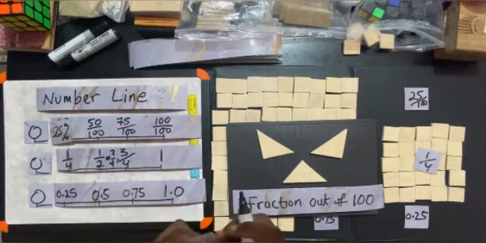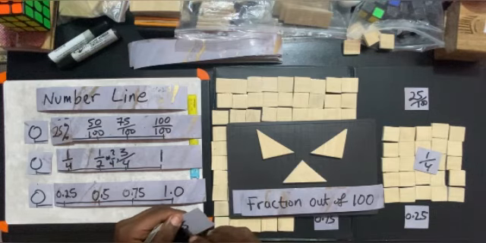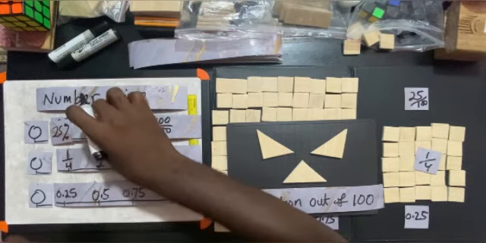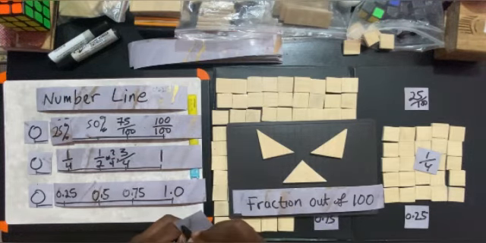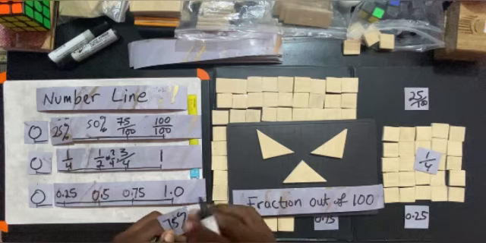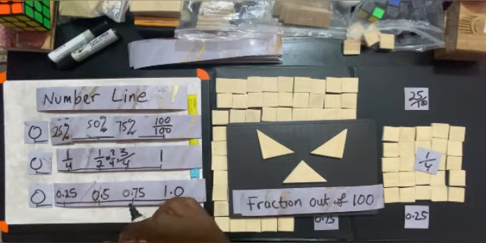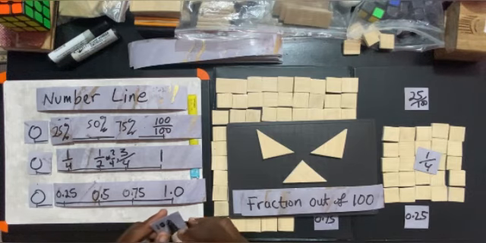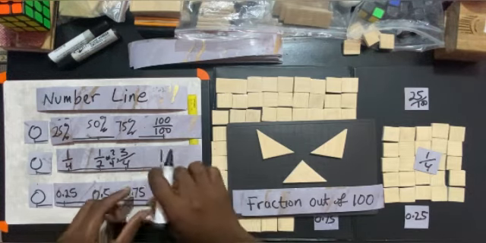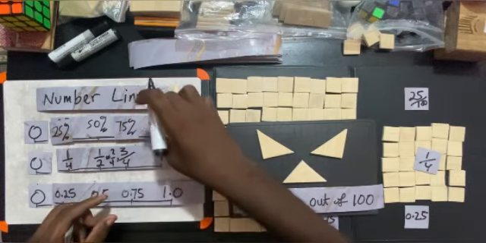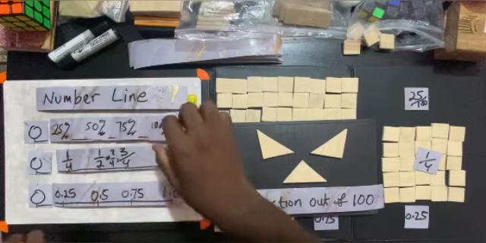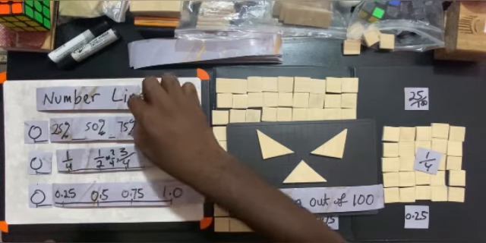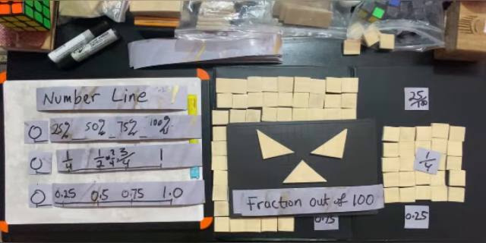We can write this as 50%, and so on and so forth. 75%, and finally 100%. So this is what we have there.